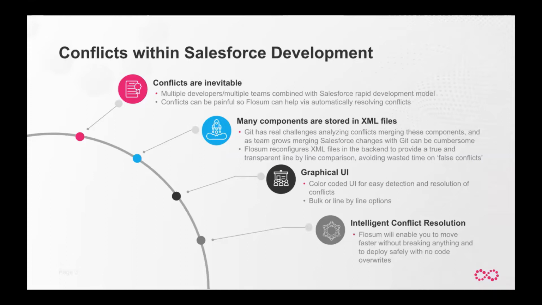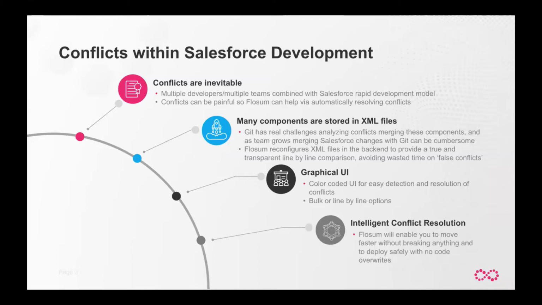We know conflicts can be painful. So how do we automatically detect and resolve those in the most efficient manner possible so that your teams can proceed and become more efficient and not have any worries about overwriting code and the effort it takes to figure out what went wrong? Okay.